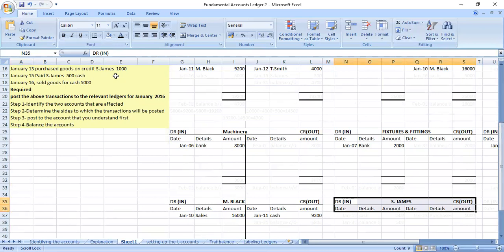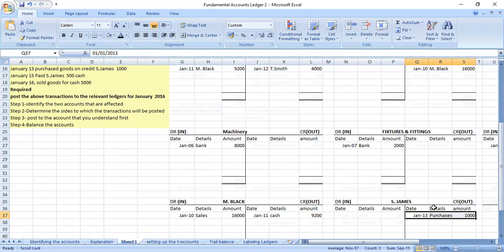If we purchase goods on credit from S James, because purchases means that we purchase the goods, and sales means that we sold the goods. In this case, we purchased goods on credit from S James for $1,000. So the goods are coming out of S James' business, right? So we put it on the outside of S James' account. So it's January 13, purchases, and it's $1,000.